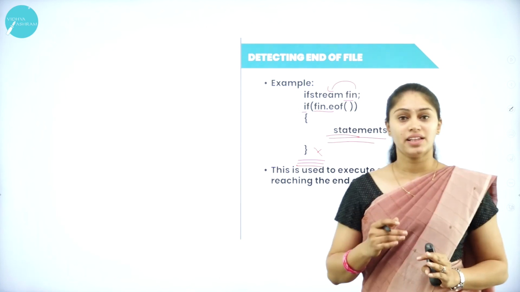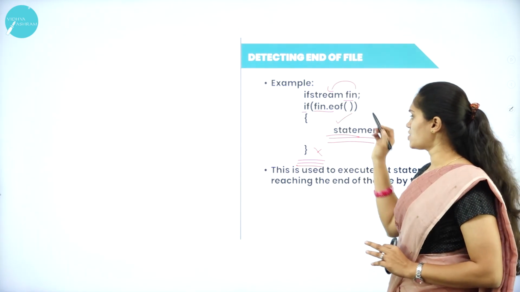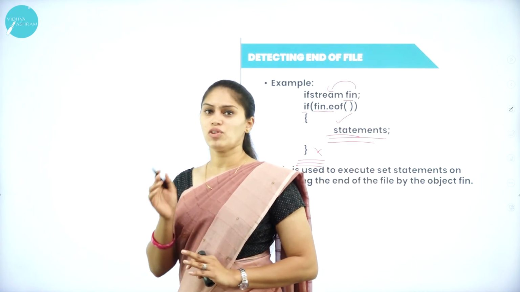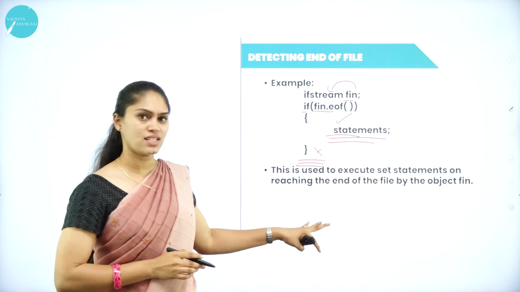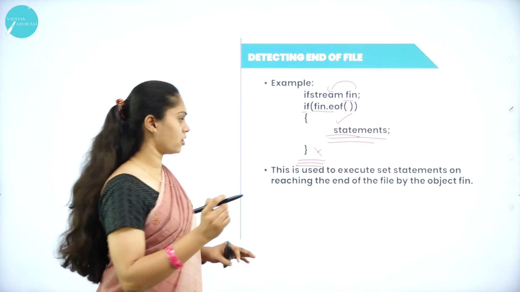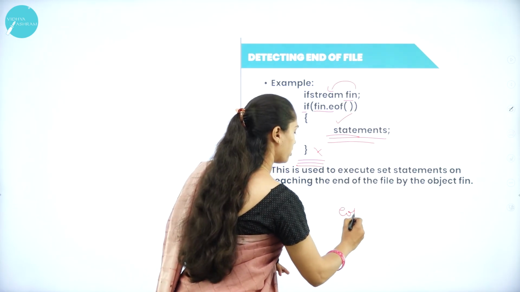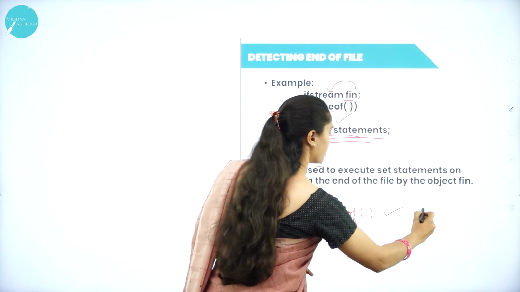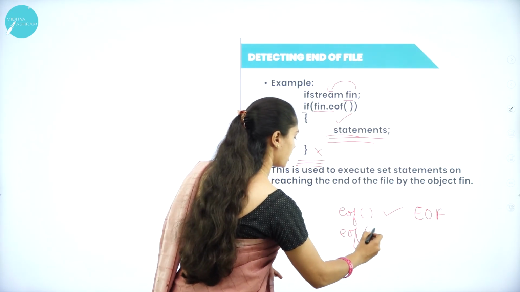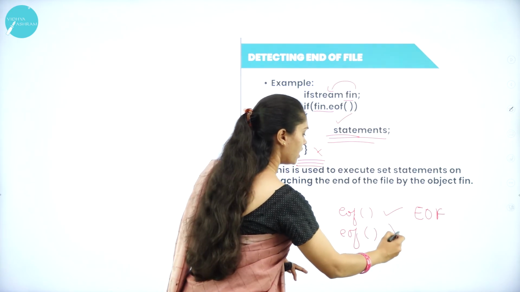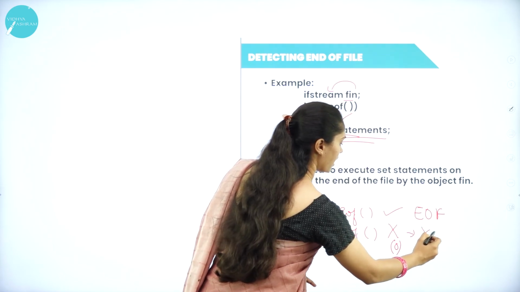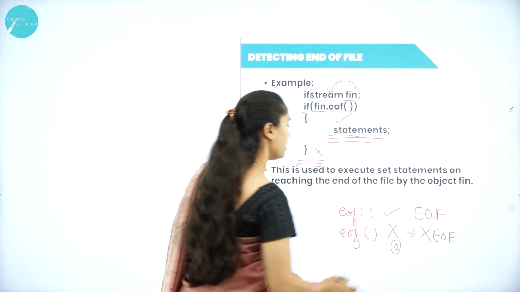When this EOF member function returns true, then you have to remember that is the end of the file. When the EOF member function returns false or 0, at that time we are not at the end of a file. So when the EOF member function returns true, that is nothing but the end of a file. When it returns false, that is nothing but 0, at that time we are not at the end of a file.